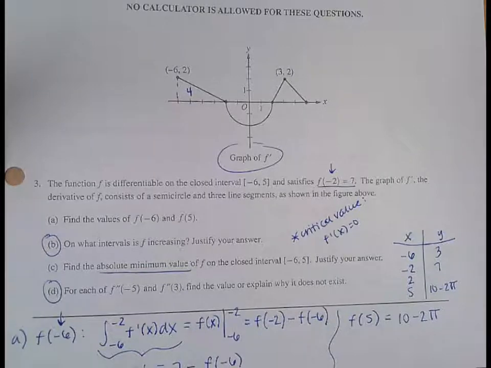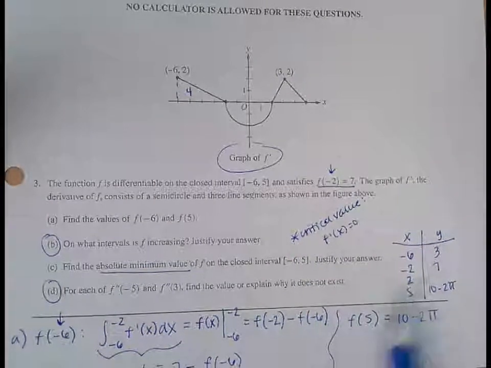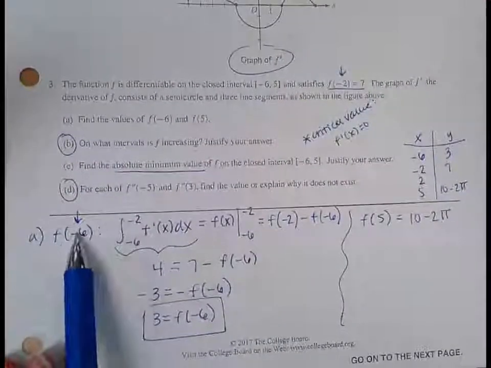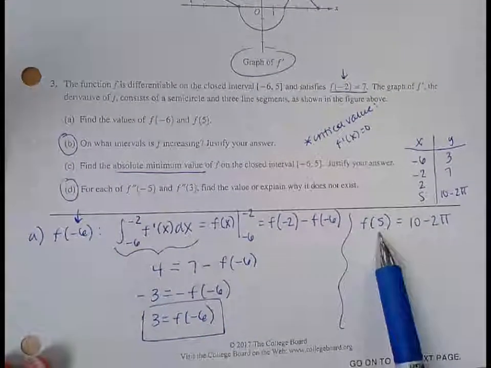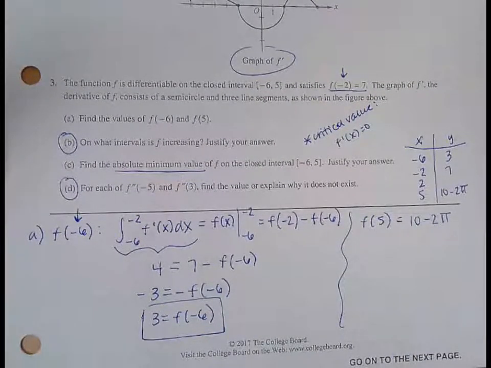So I just wanted to talk about how to do that. You would find f of 2 the same way we found f of -6 in part A, the same way you would find f of 5 in part A. I know that was quick, but are there questions on A or C?